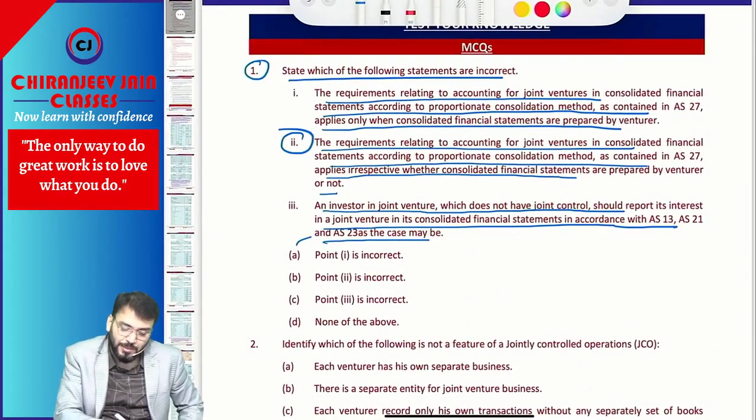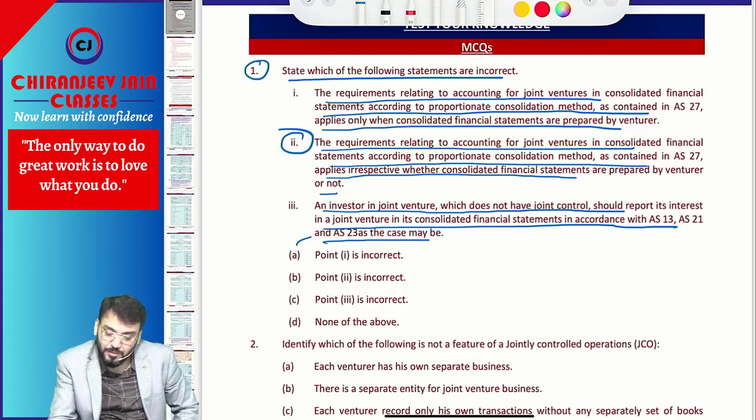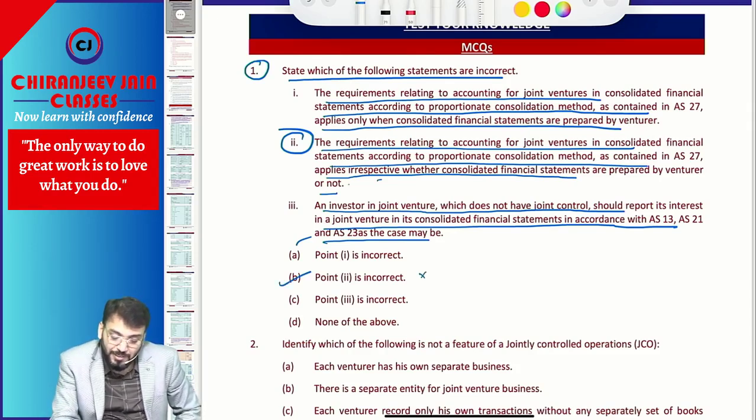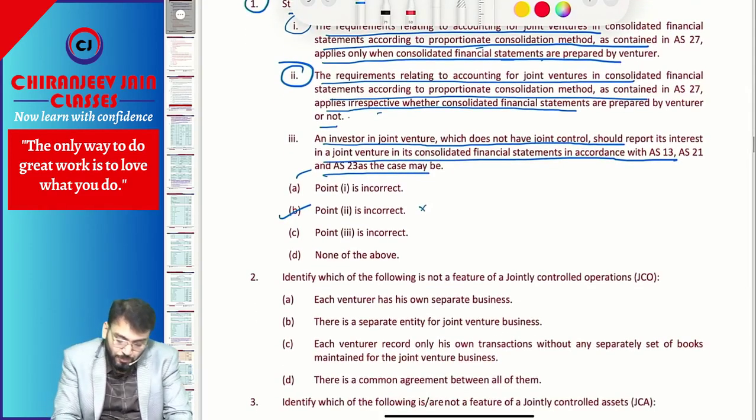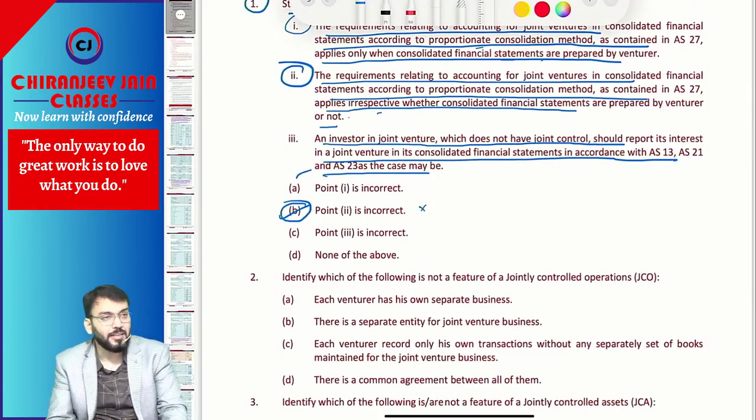So you can see point number 2 and what they have written: the requirement relating to proportionate consolidation method as contained in AS 27 applies irrespective of whether CFS are prepared by venturer or not. So point number 2 is incorrect. But the requirement relating to PCM as contained in AS 27 applies only when CFS are prepared by venturer. This is correct. So point number 2 is incorrect. Understood? Have you understood? Good question.